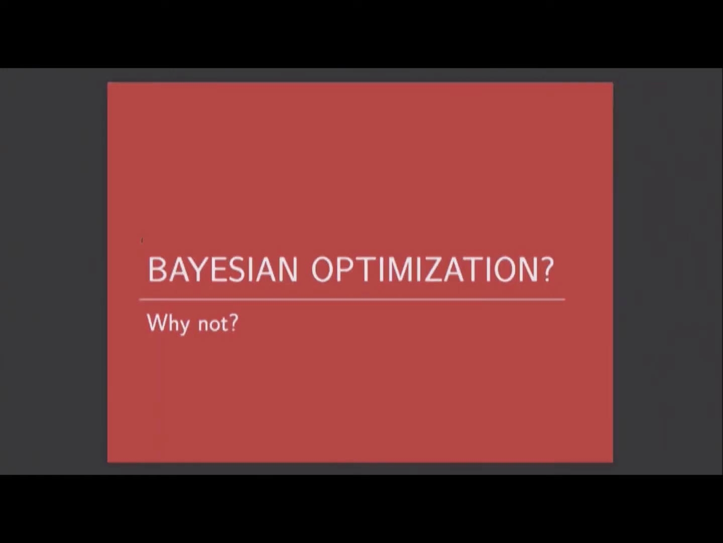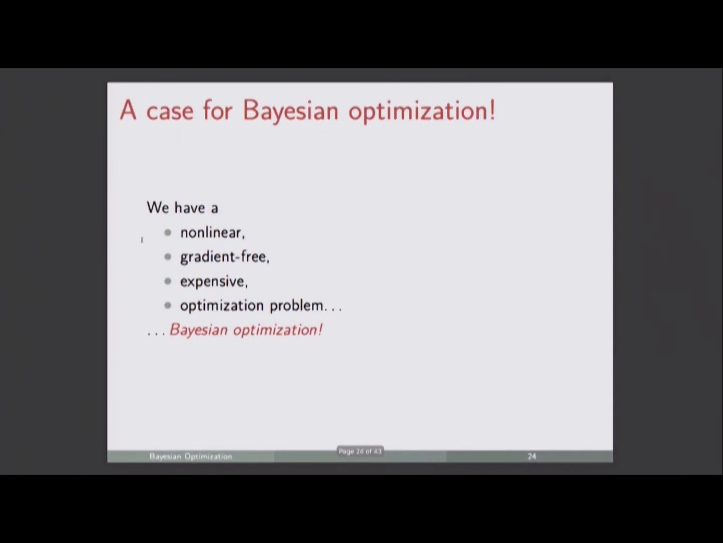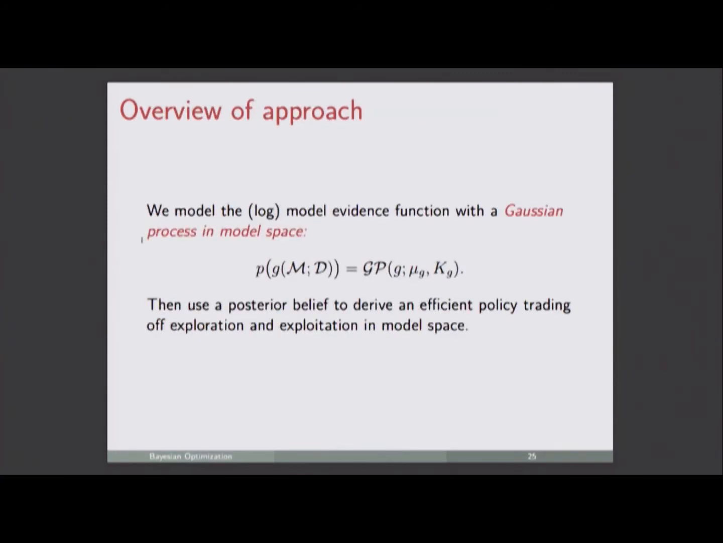Right, so I hope you see where I'm going here. I'm basically building an argument for using Bayesian optimization. So we've got a nonlinear, gradient-free, expensive objective function we want to optimize. It's just the perfect story for adopting Bayesian optimization. Okay, so that's what we're going to do.